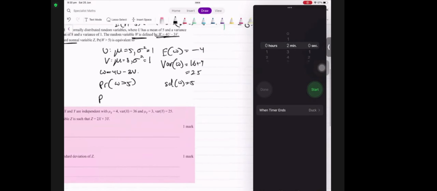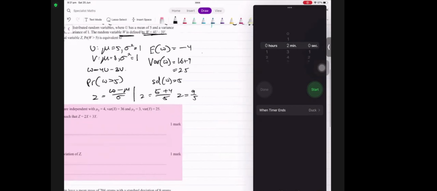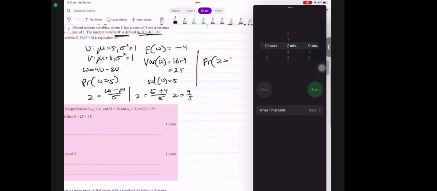So now you have the probability that W is more than 5. We know this formula: Z is equal to X, but in this case we have W, so we replace that, minus mean over standard deviation. So Z equals 5 minus -4, so plus 4, divided by 5. So Z is equal to 9 on 5. Yep, that's about right. So we look at the probability that Z is more than 9 over 5.